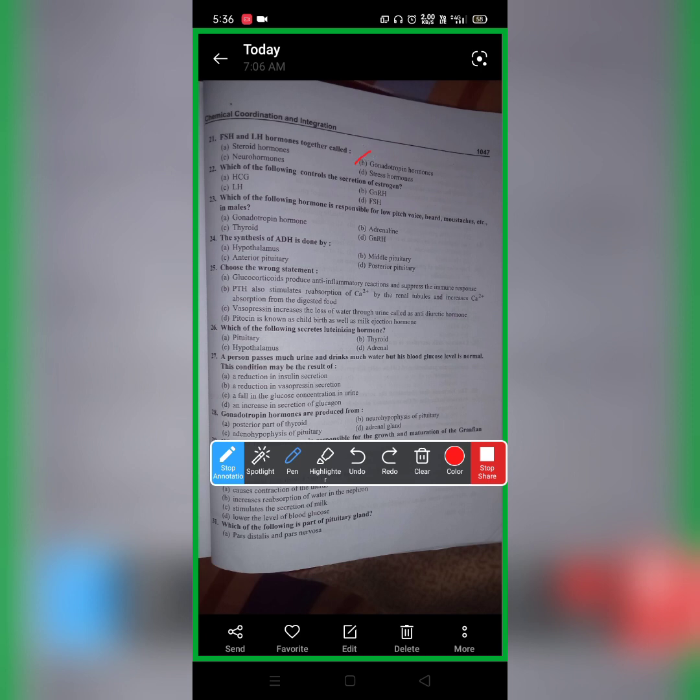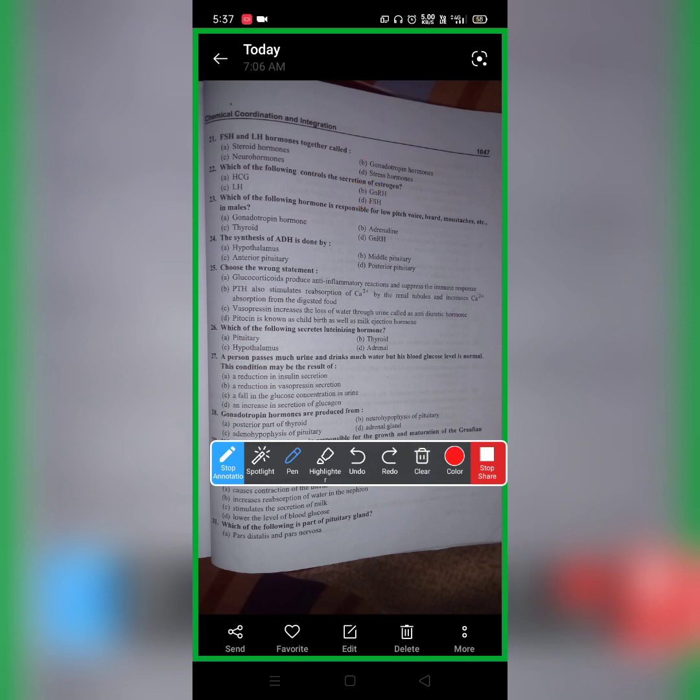Which one of the following controls the secretion of the estrogen? As I've already told, the answer is the follicular stimulating hormone, which helps in the formation of the ovarian follicle. HCG is the human chorionic gonadotrophin, which is one of the placental hormones. Gonadotrophin releasing hormone and luteinizing hormone are not the correct options.